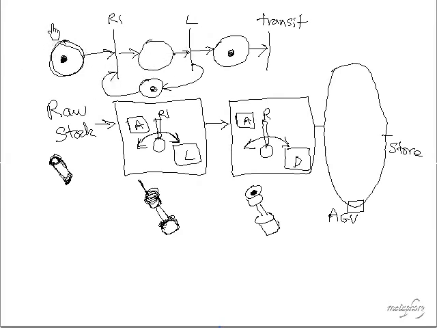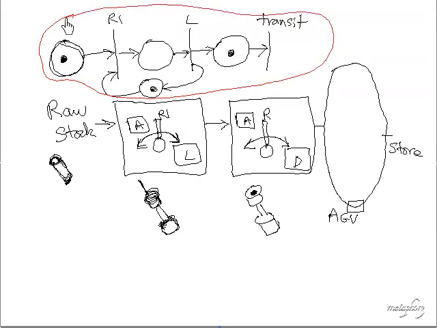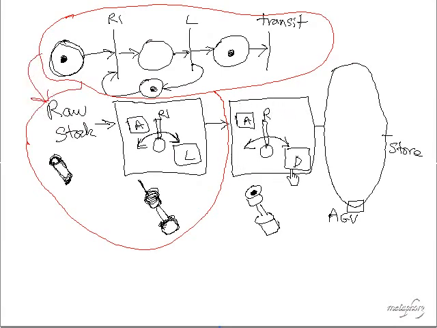So this Petri net right here, this entire operation right here, maps to this, where you have the raw stock and this piece of the schematic right here. That's what we're modeling. So this is modeling this. Now the Petri net for this is going to be identical to this.